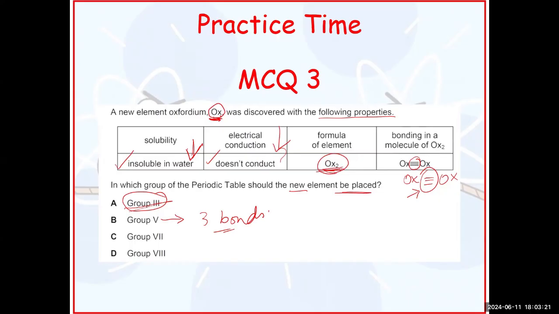This could be an ionic compound, but OX2 is one molecule which is forming. That means it's a molecule, just like N2, just like O2, just like H2. So OX2 is one molecule. Molecules are there in the covalent compound, so you can't take group 3 as the right answer.